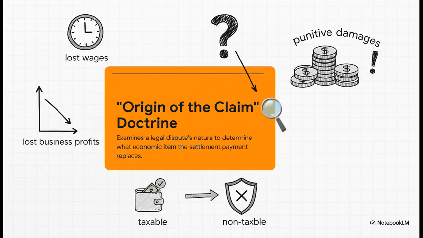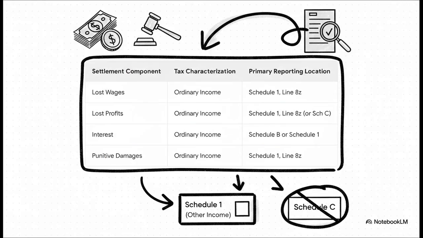You have to ask, is this money replacing lost wages from a job? Is it replacing lost profits from a business? Is it punitive damages meant to punish the other party? The answer to that question is what decides how it gets taxed. So let's see how this plays out in the real world. Take a look at this. Compensation for lost wages. That's ordinary income. Punitive damages? Also ordinary income. But here's the absolute critical part. Look at where they're supposed to be reported. Schedule 1, line 8Z. Yep, our other income line. It's not automatically dumped onto a Schedule C for business income. And that single distinction, well, it changes everything.